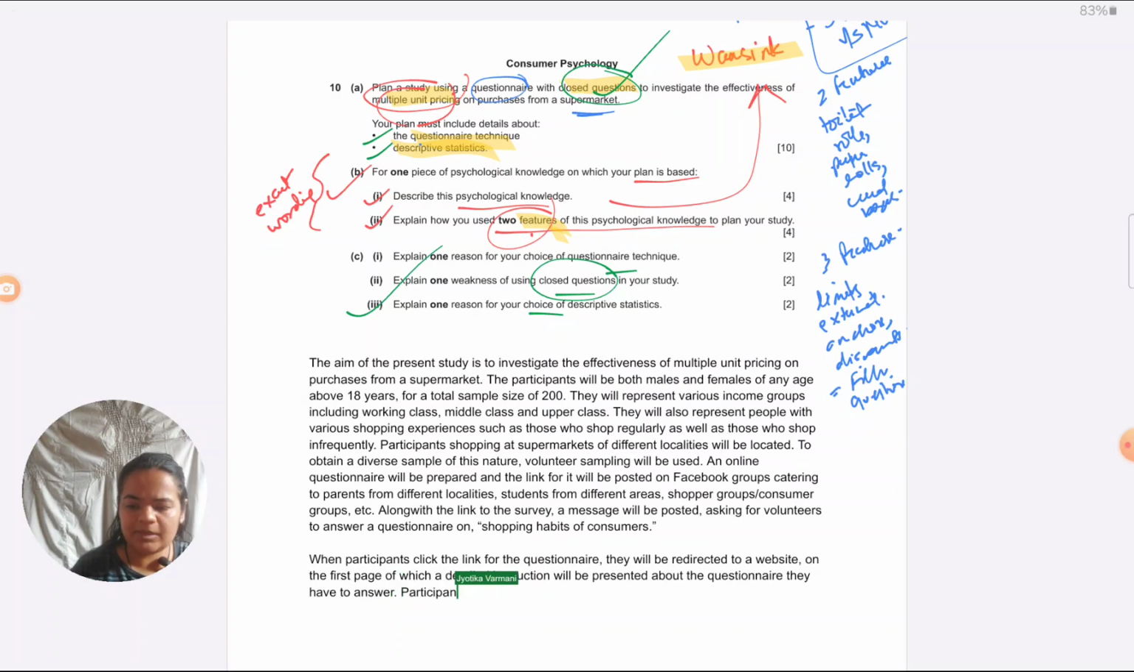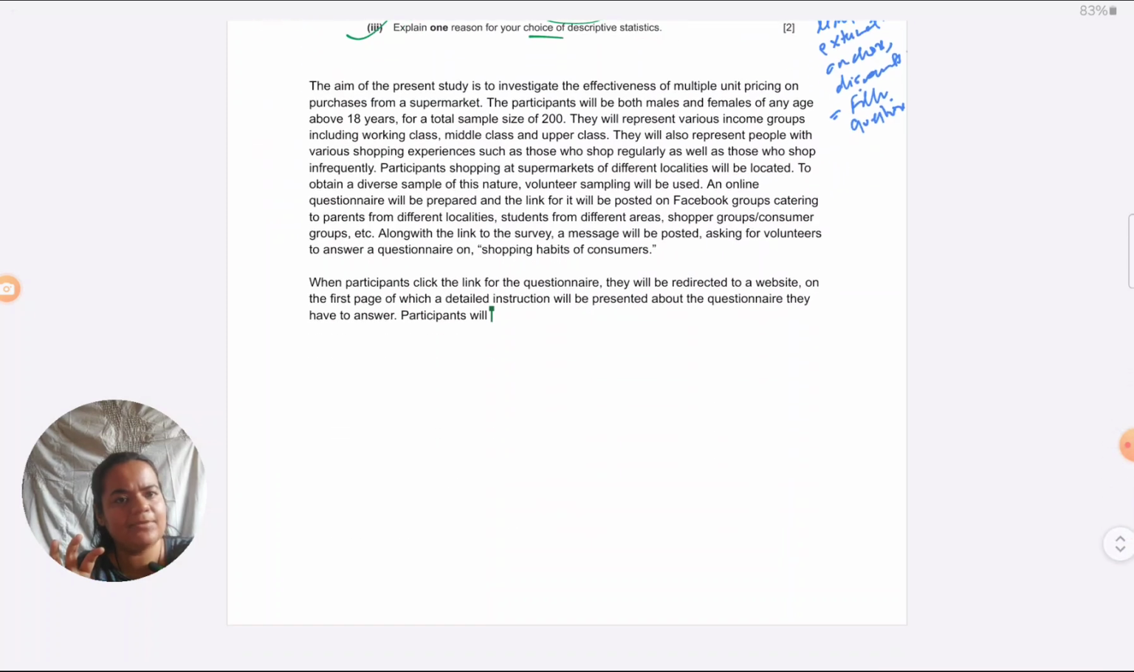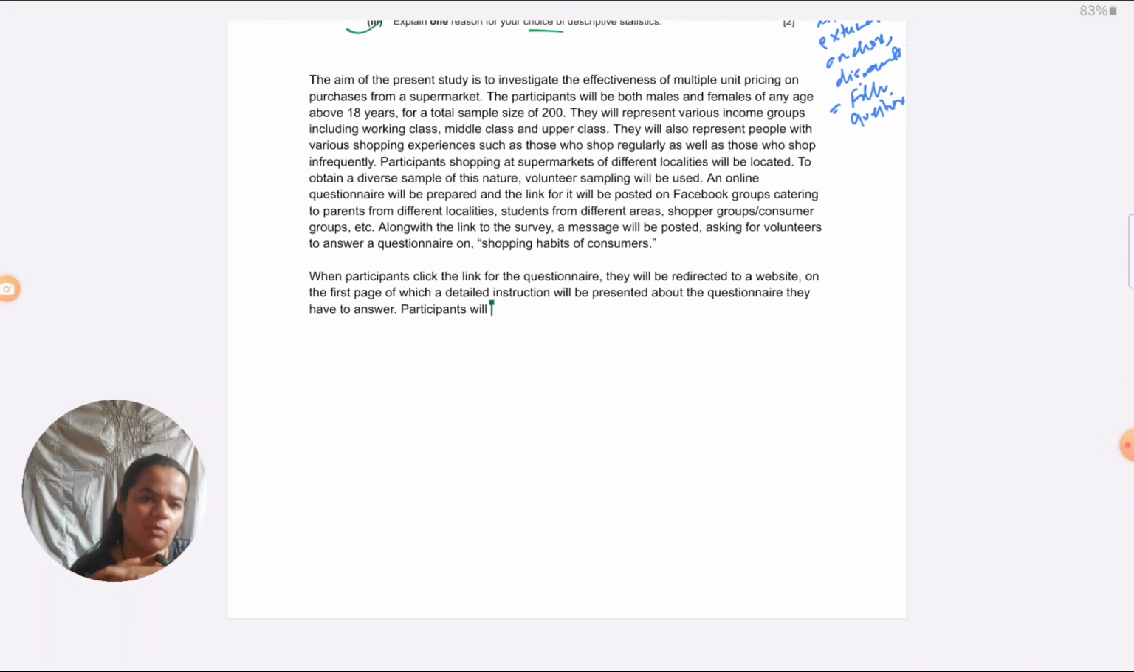Participants, now I don't need to give direct quotes of what the instructions are, but I just need to make it clear, even if I'm saying it indirectly, what all is being told to the participants before they can answer the questionnaire, and in that only I can talk about the ethics. Participants will be informed again that the study is about shopping habits.